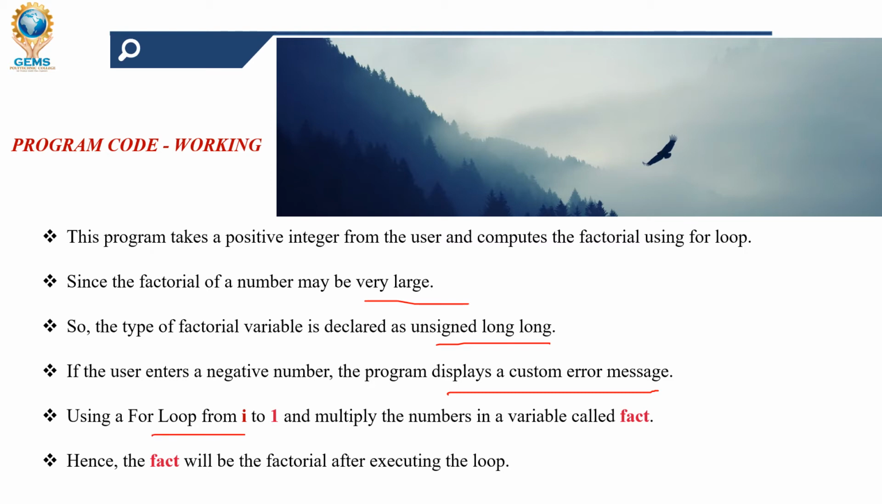We are using the concept of the for loop. In the for loop, the initial value is i, and then it is multiplied with fact, and fact will store the value. Finally, fact will print the factorial of the entered number by using the for loop. So this is how our program is working.